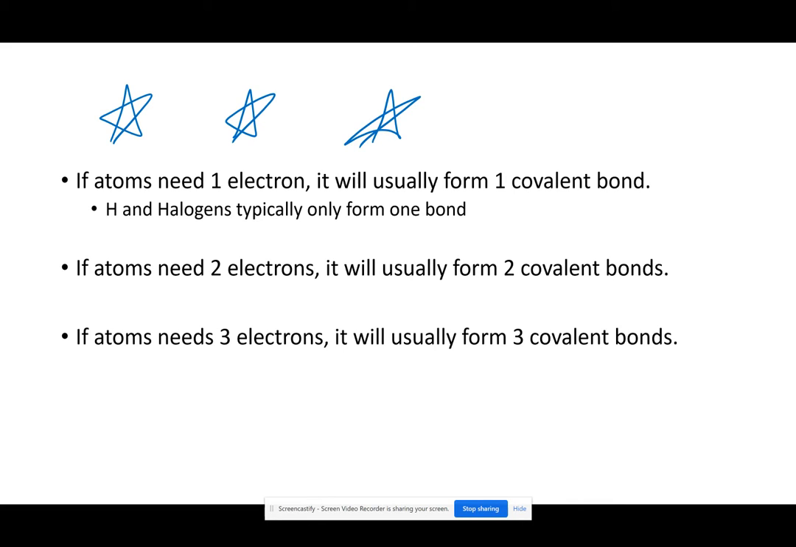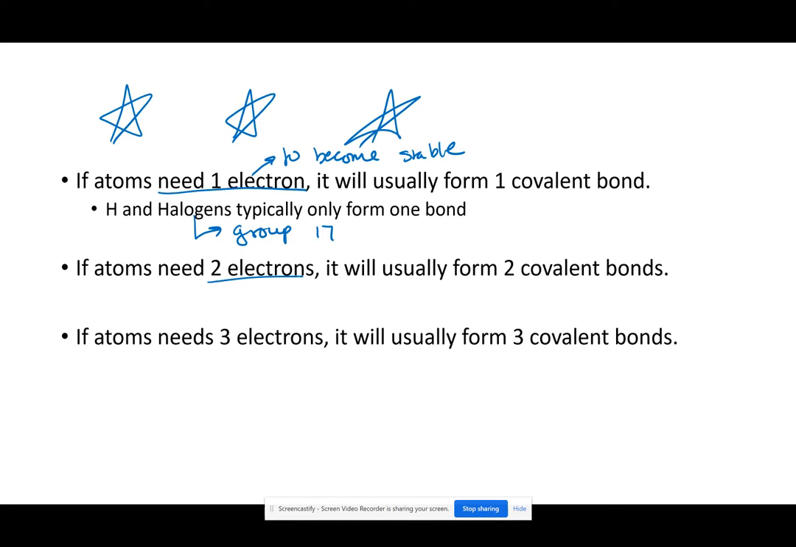If an atom needs one electron, it will form one covalent bond. And when I say needs one electron, what I mean is it needs one electron to become stable, to get to that noble gas configuration. It will form one covalent bond. So this is going to be hydrogen, and then the halogens, which is, of course, group 17, will only form one bond. They have 7 valence electrons. They need one more to become stable, so they will only form one bond.